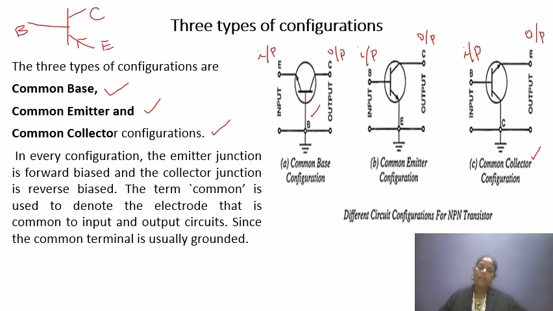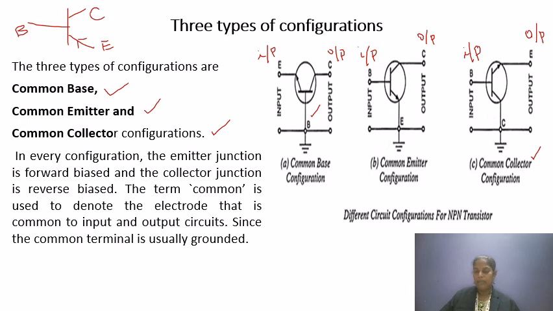Let us see the working mechanism of each and everything. So what is the term of this common? Common is between the input and the output. So here it is common base. The base acts as the middle, common to both the input and output.